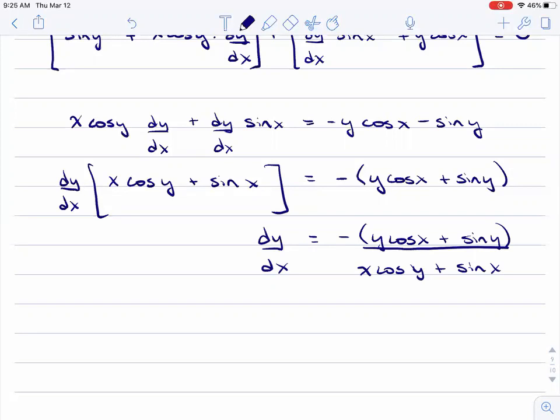So the only trick with implicit differentiation is that if you take the derivative of a y, you just do it normally, but then you always just multiply it by dy dx or y prime if you prefer. Right? And so that's the only thing with implicit differentiation.